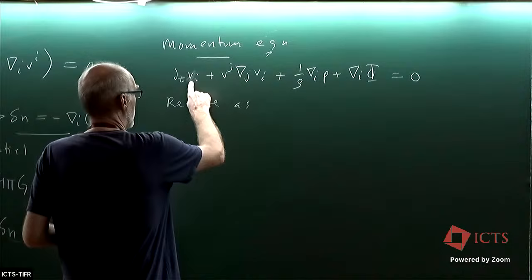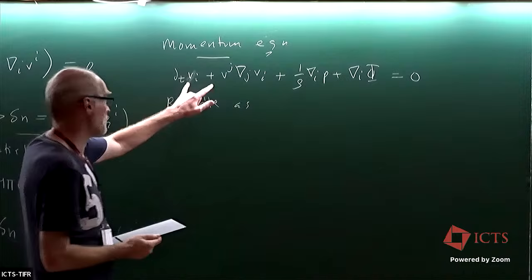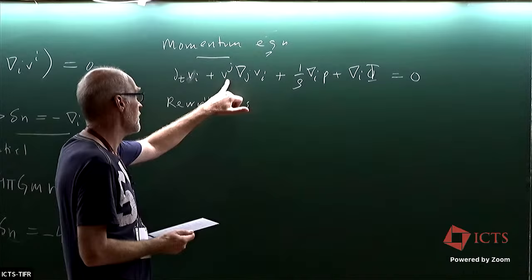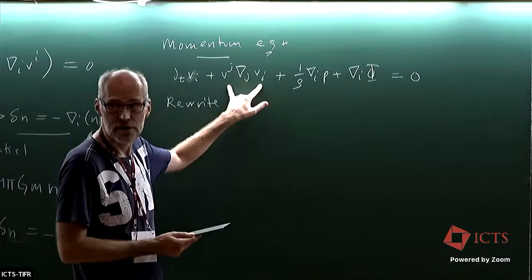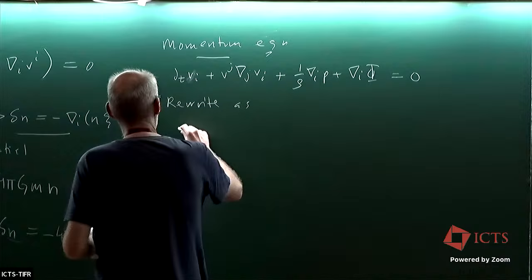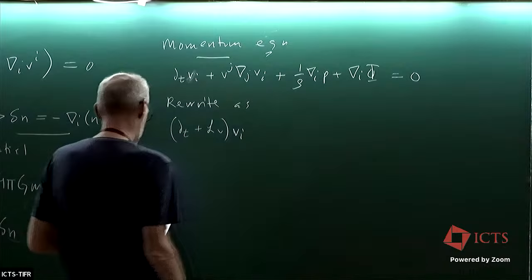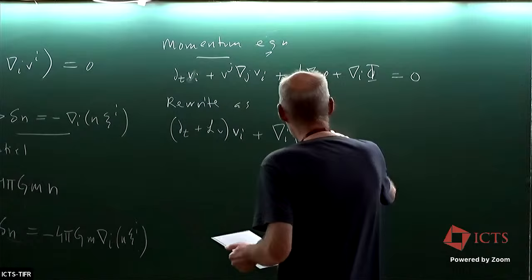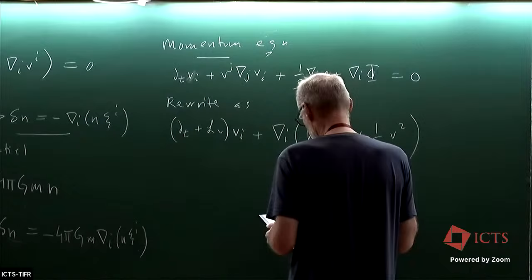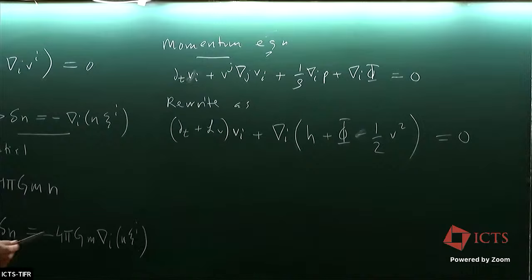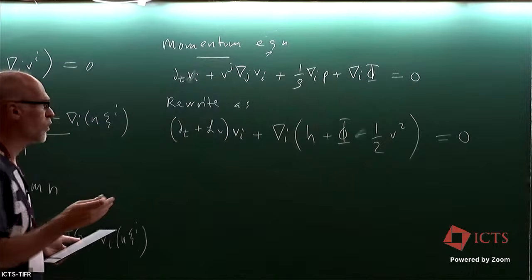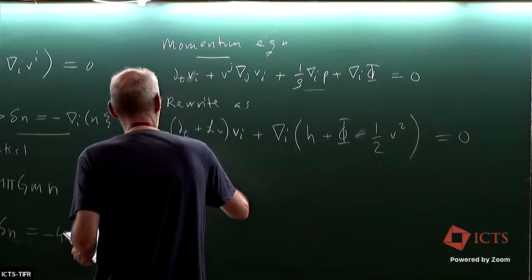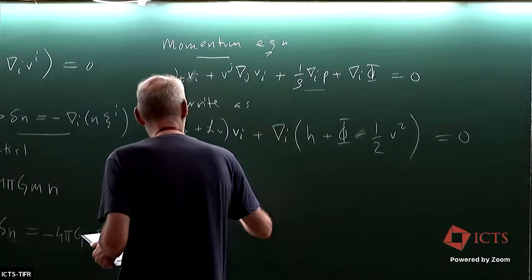If you know Lie derivatives, you know this is a piece of the Lie derivative. What's missing for the downstairs object is V^j grad_i V_j upstairs. That's the gradient of V squared. Okay? And so you can rewrite this as d_t plus Lie derivative on V_i plus a gradient of some object I'm going to call H, plus phi plus a half V squared. And what I've done is I've cheated because I wanted a total gradient. I've cheated by saying there will exist an object such that this is true, okay?